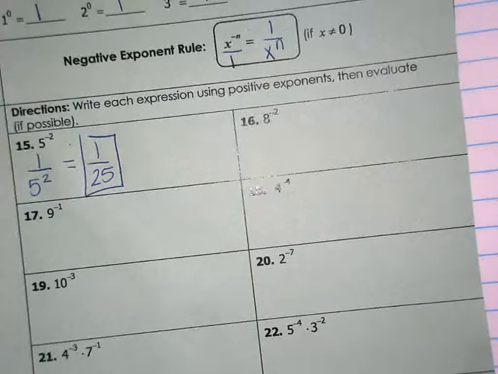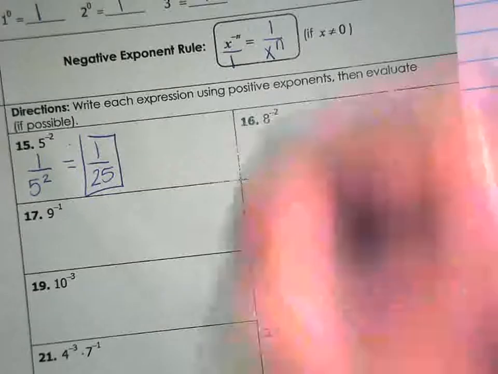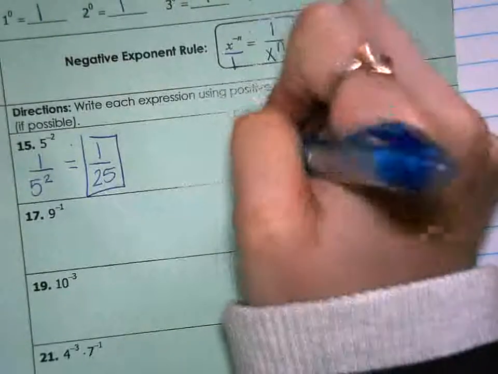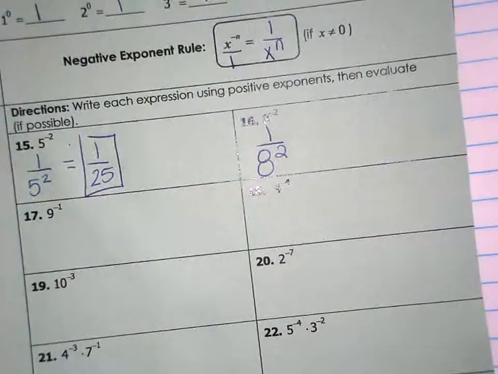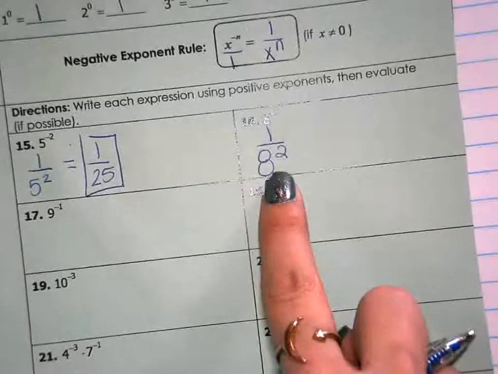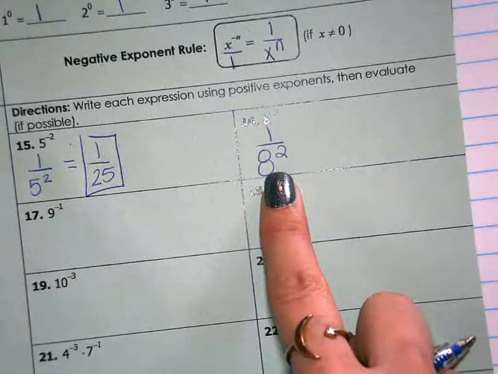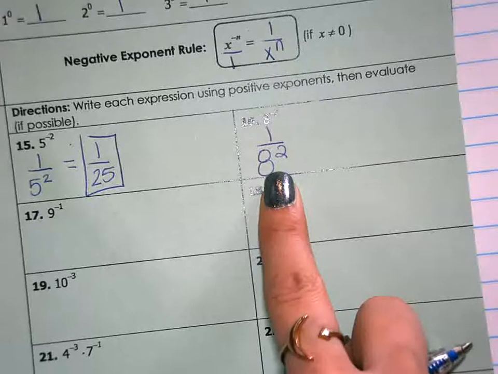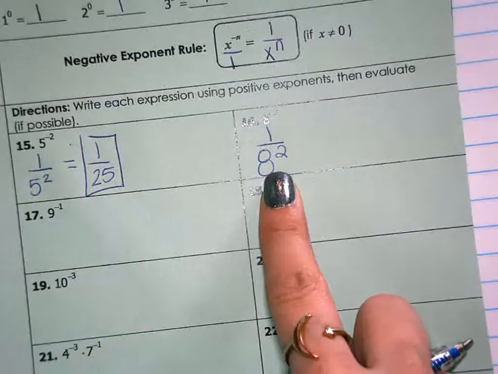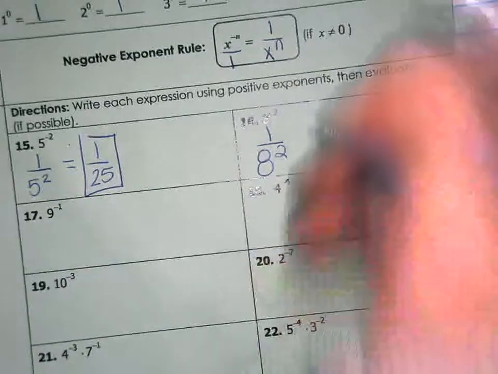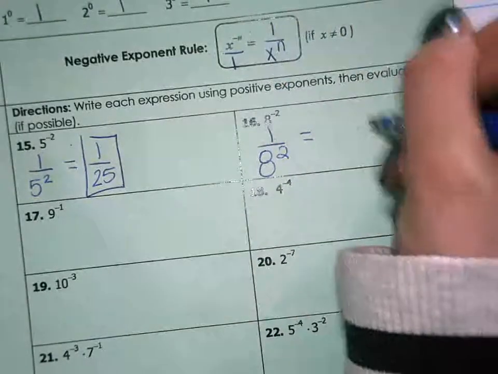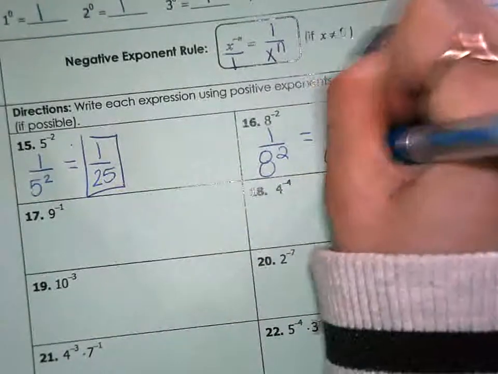So, first of all, how do I rewrite it using positive exponents, everyone? 1 over 8 to the second. So if they ever ask you how to rewrite it using positive exponents, that's how you do it. Not how you would solve it, but that's how you rewrite it. Does that make sense? Now you solve it, which means 1 over 8 to the second equals what? 1 over 64. 1/64.